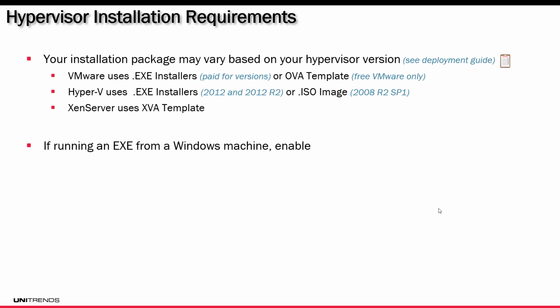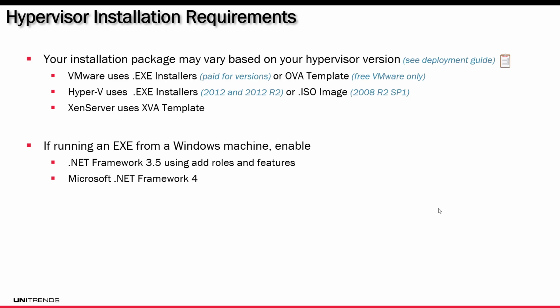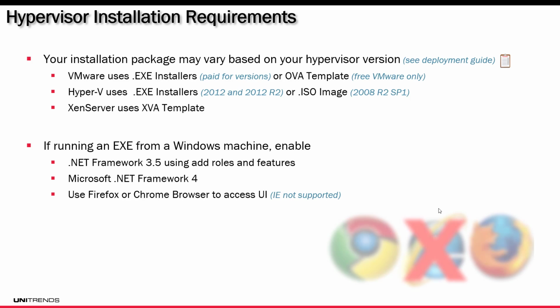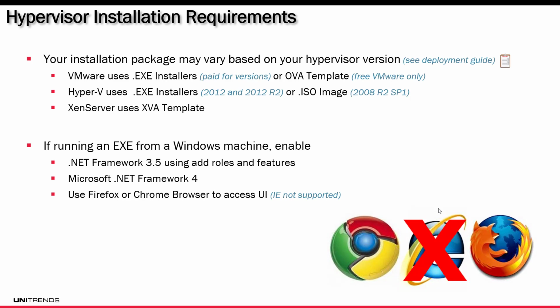Now, if you're running from an EXE on a Windows machine, you need to make sure you enable the .NET Framework 3.5 using add roles and features. You also need to make sure that .NET Framework 4 is running too. You also want to make sure you use Firefox or Chrome browser to access the UI. Internet Explorer is currently not supported.